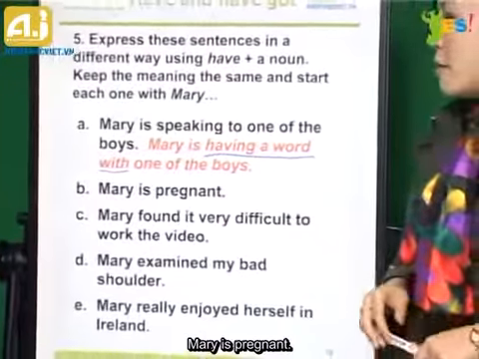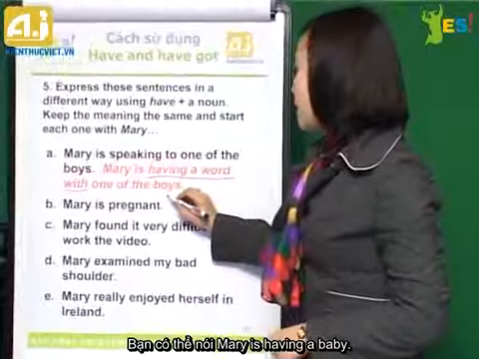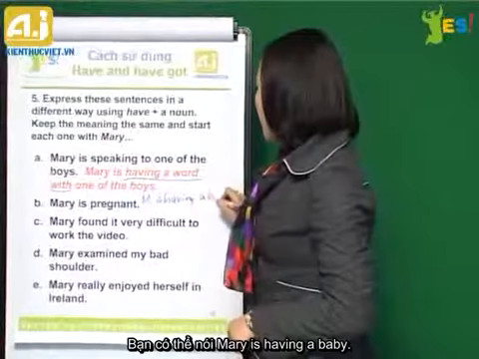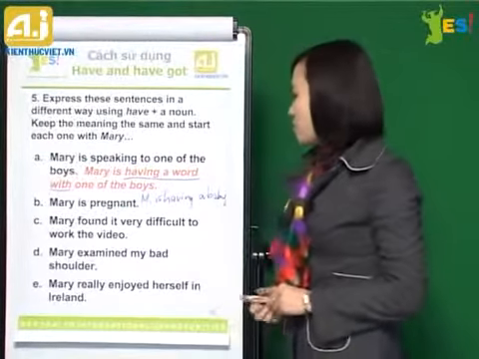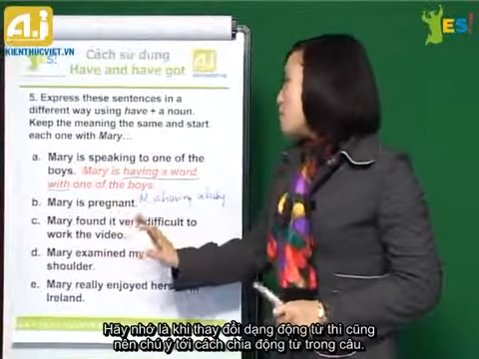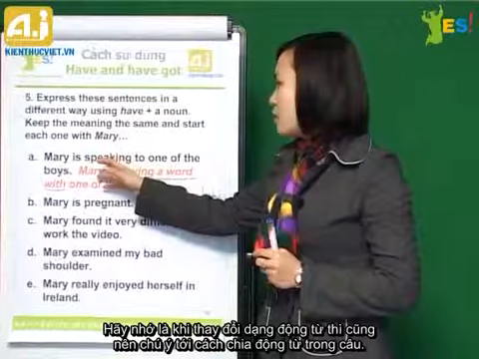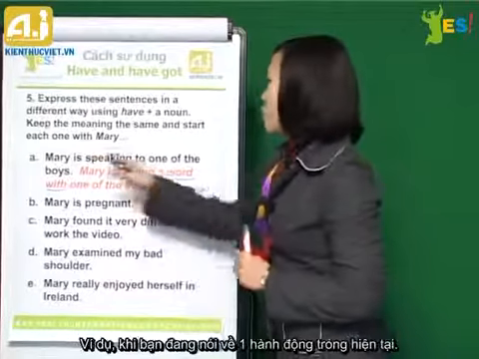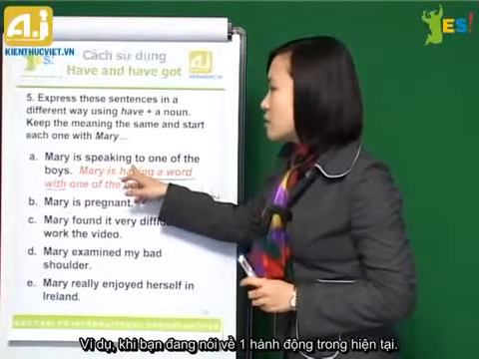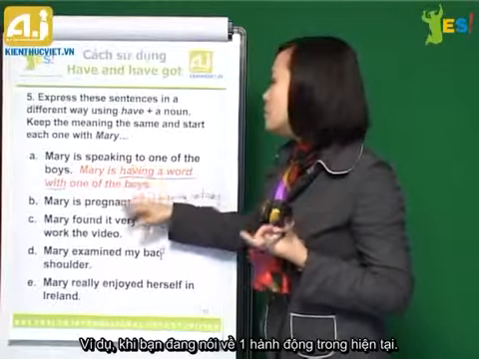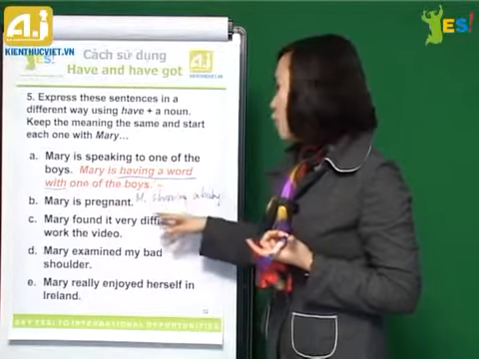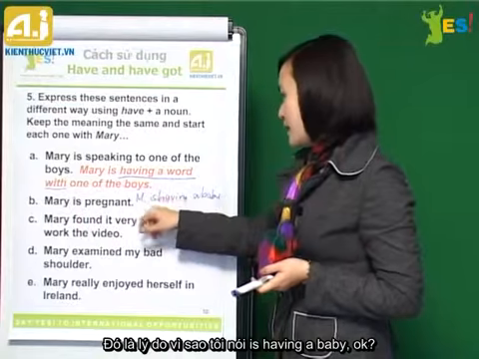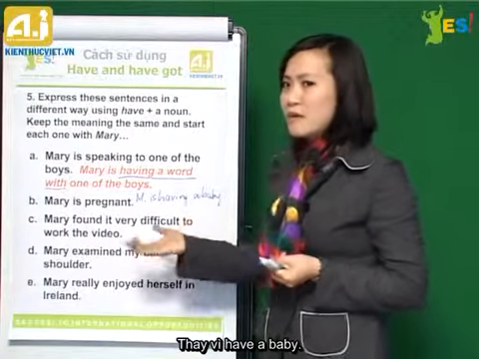For the next one, "Mary is pregnant." You can say, "Mary is having a baby." Remember that when you change the forms of the verbs using have and a noun, you have to remember the tense of the verb as well. For example, in this example, you say "is speaking". So you're talking about an action at the moment. When you change it, you have to say "is having". Also, with this one in the present tense, "is pregnant". So that's why I'm saying "is having a baby", instead of saying "had a baby".